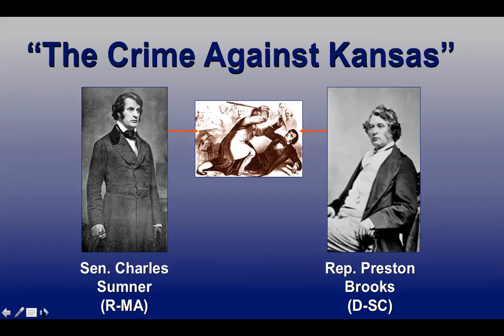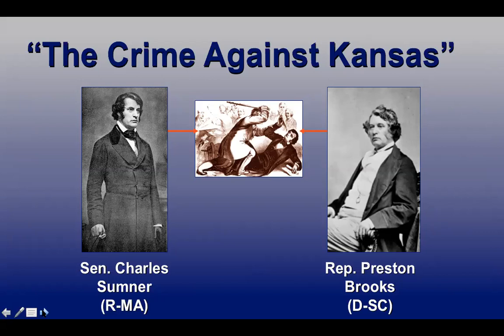And so during this time period, it's very much a big part of culture, especially if you're higher up in society, to defend your family. And so Preston Brooks is like, this guy is not going to talk about my uncle like this, my older uncle. He's not going to talk about him like this. It's not fair. It's not right. And I'm going to take care of it.